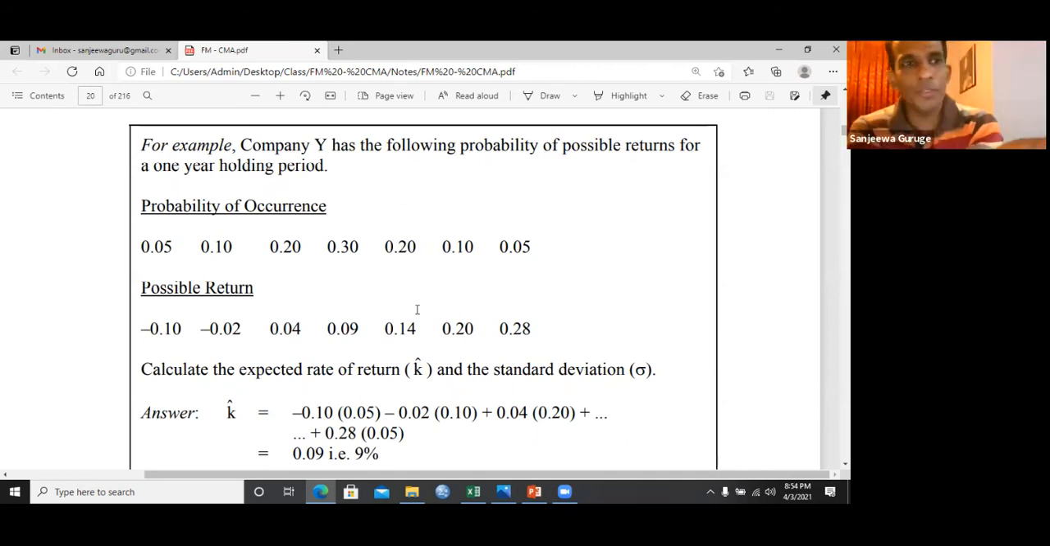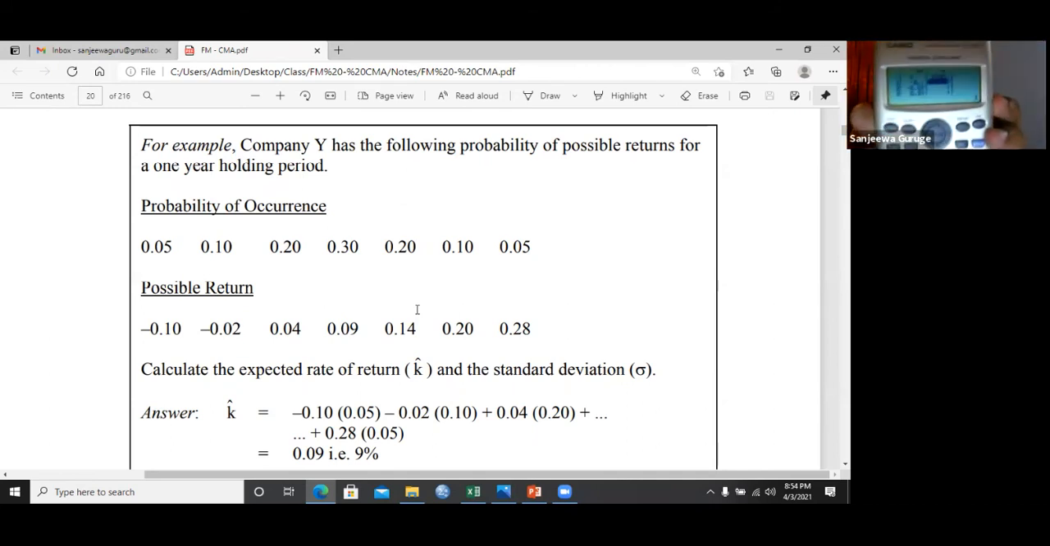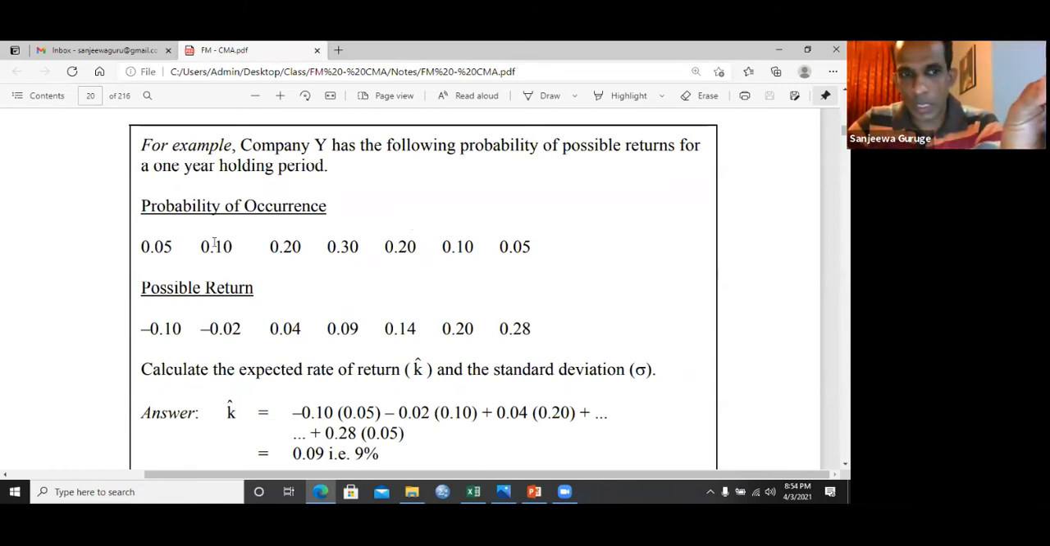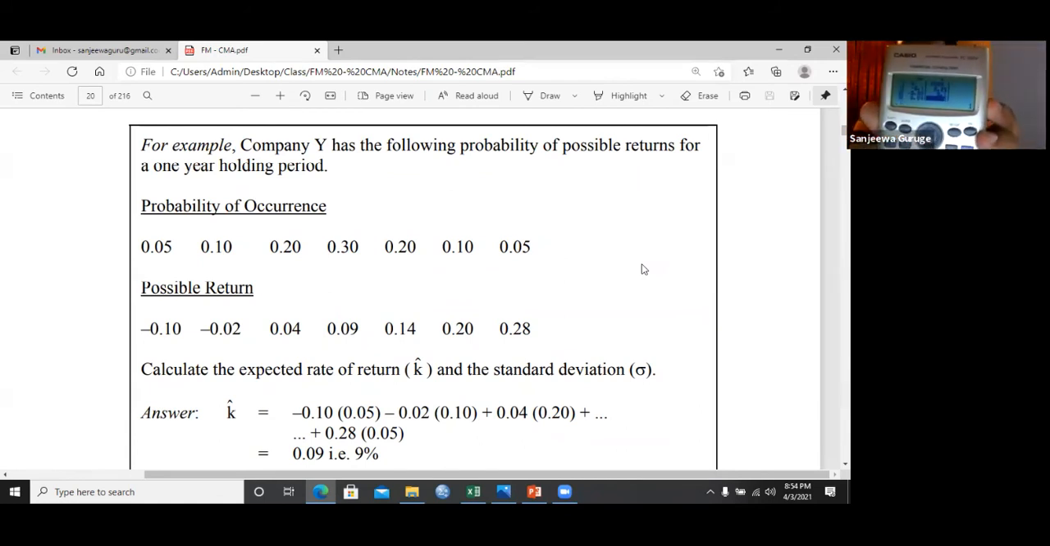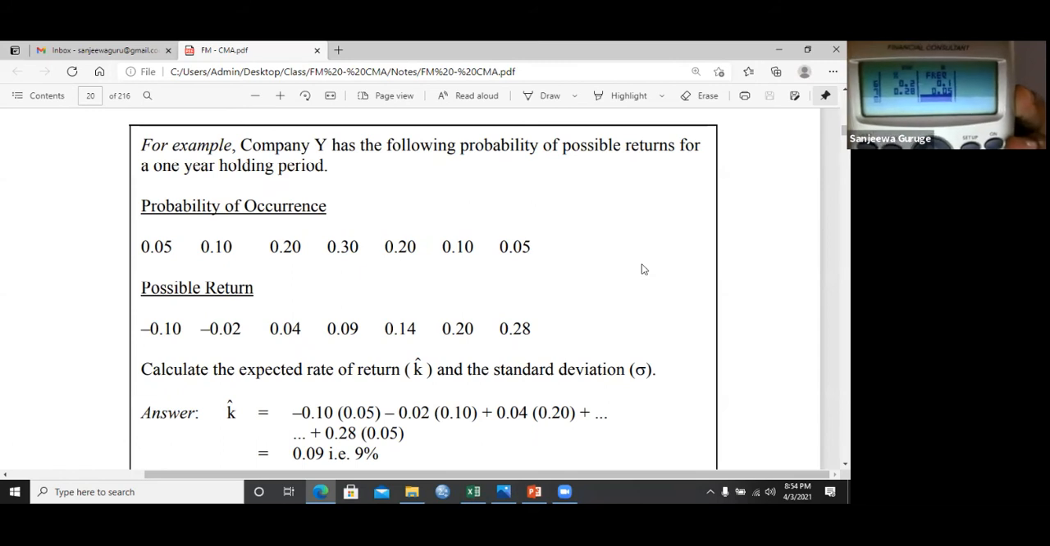In front of the relevant return data, in front of the first return, that is minus 10, you have to insert the probability, 0.05. In front of minus 10%, you insert 0.05. Then 0.1, 0.2, 0.3, 0.2, 0.1, 0.05. So you have to insert all the probabilities.